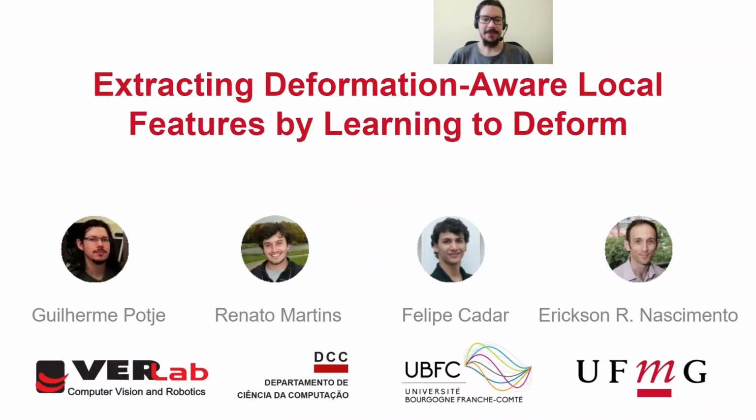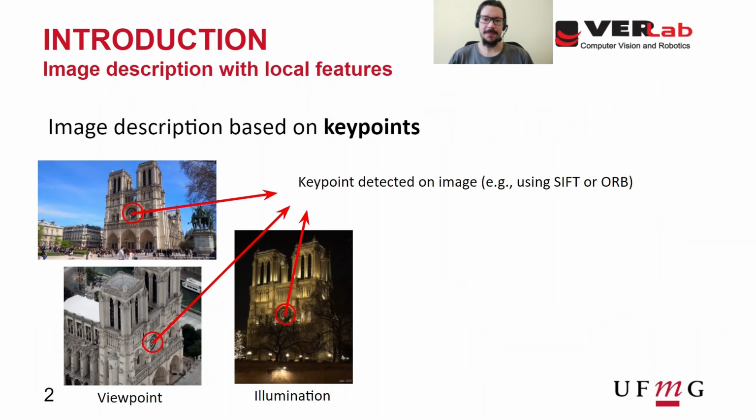It is a pleasure to introduce our work entitled Extracting Deformation-Aware Local Features by Learning to Deform. Our work is about learning deformation-aware local key point description on still images. The paradigm of detecting and describing sparse key points is still the de facto approach adopted in tasks such as image-based 3D localization and mapping due to its computational efficiency and repeatability of matches.